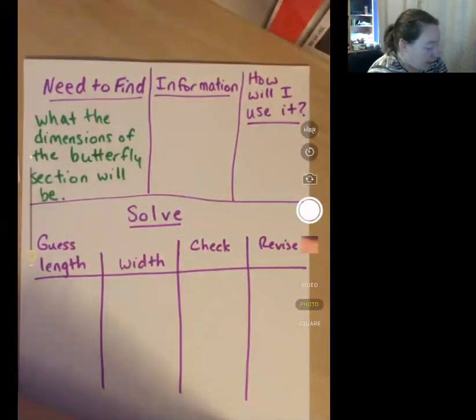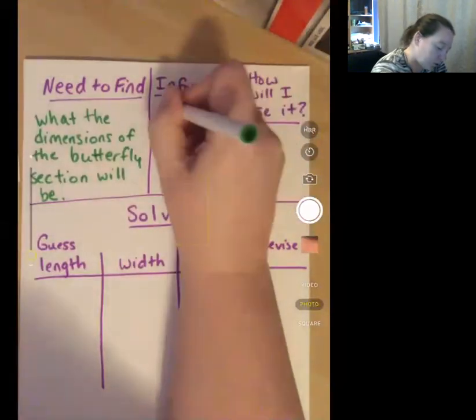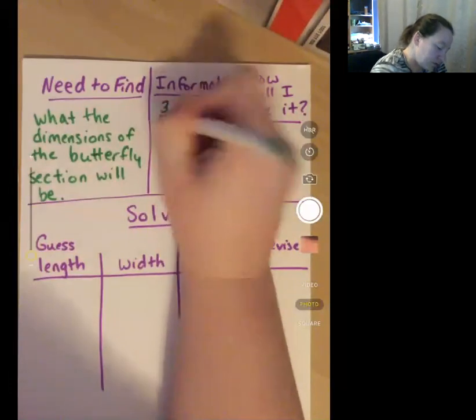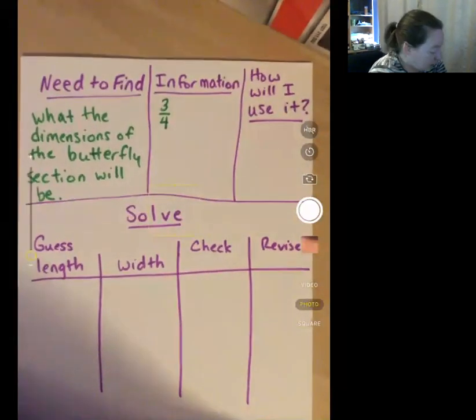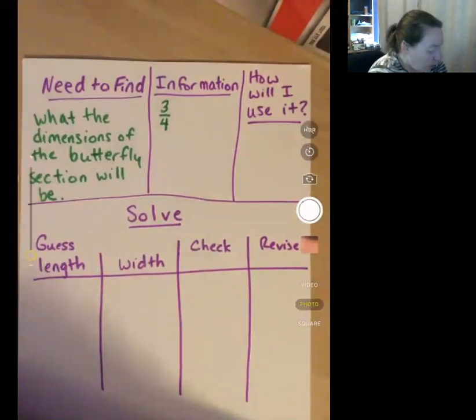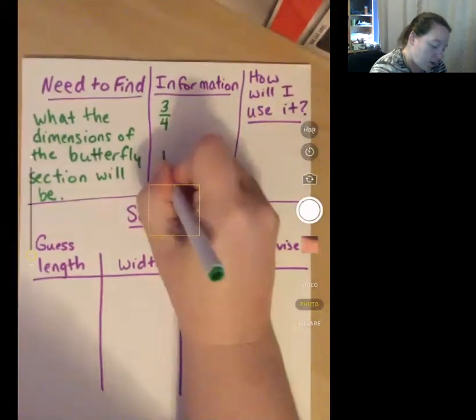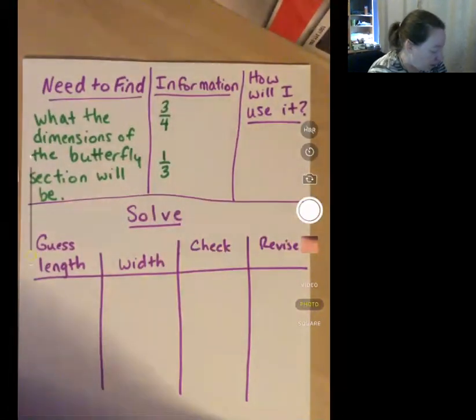Second part, what information will I need to use? They already have quite a bit of it written down. The part of the garden for butterflies has an area of 3/4 square yards. And the width is 1/3 of its length.